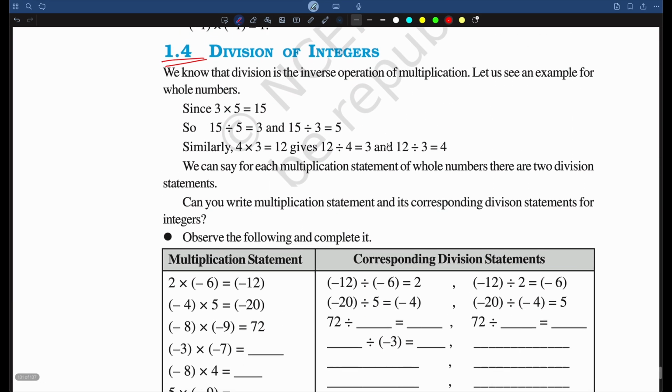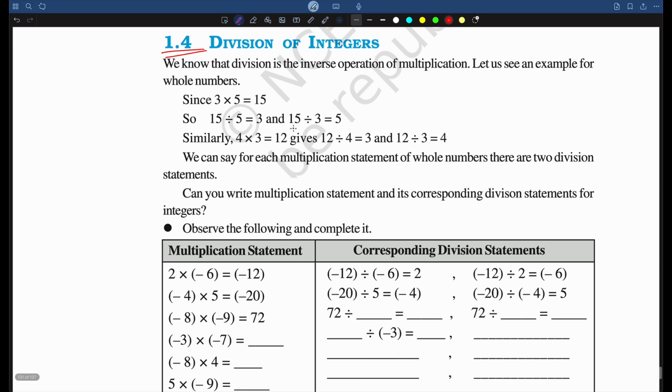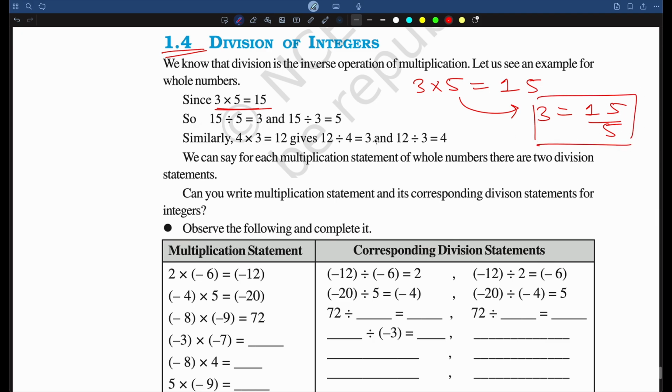Now let us see the theory part. We have 3 into 5, that is equals to 15. If we send 5 to denominator, we will get 15 divided by 5, that is equals to 3. And if we send 3 to denominator, we get 15 divided by 3 equals to 5.